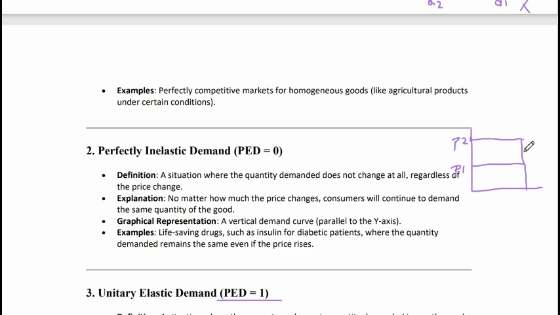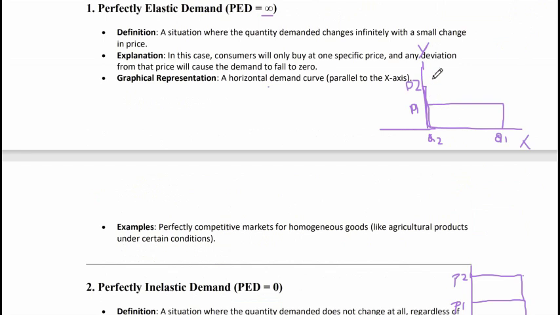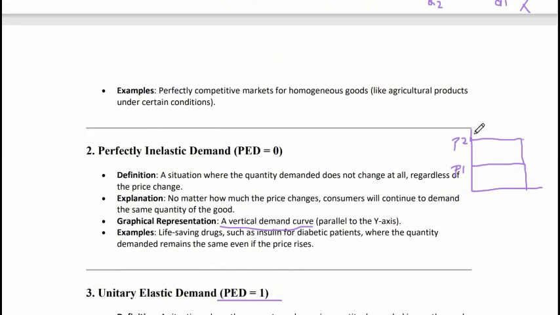In this case, the demand curve is a vertical curve. This one is the demand curve. It's a vertical demand curve parallel to the y-axis. When PED was infinity, it was a horizontal curve parallel to the x-axis. This is your y-axis, this is your x-axis. You have to write quantity demanded here, and the price here.